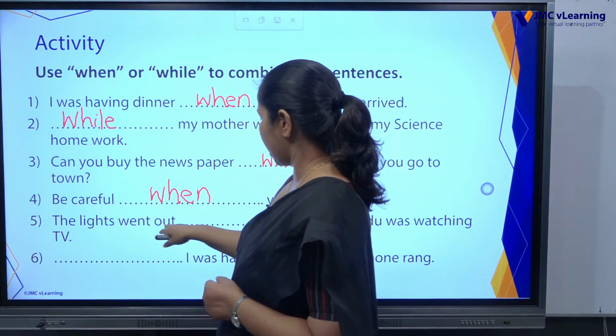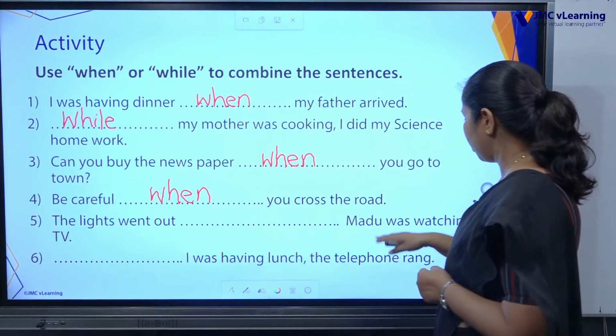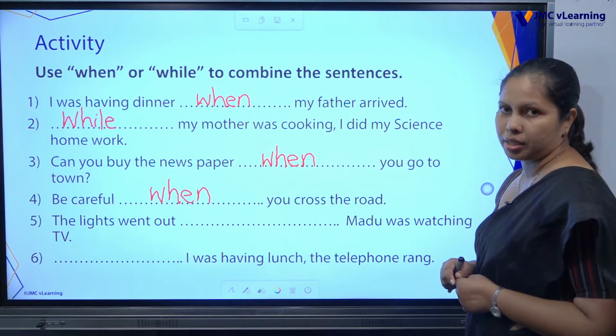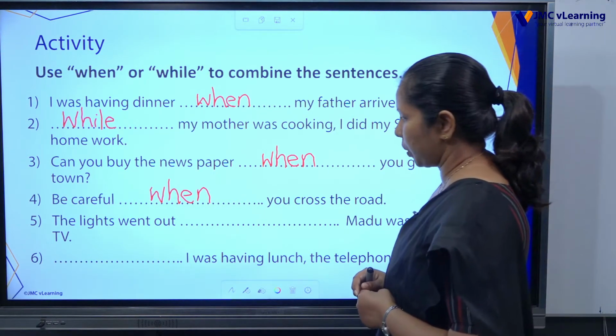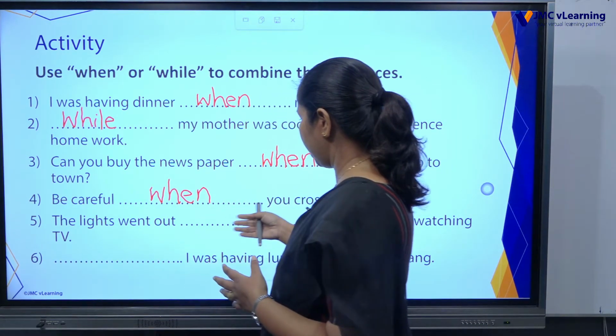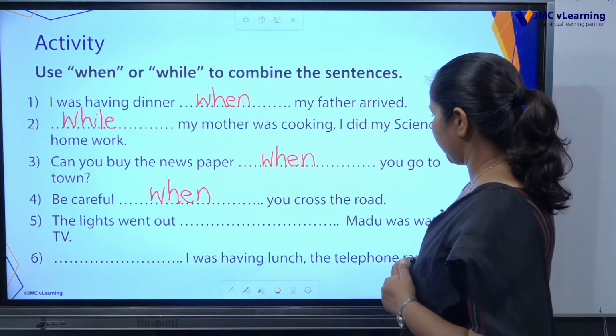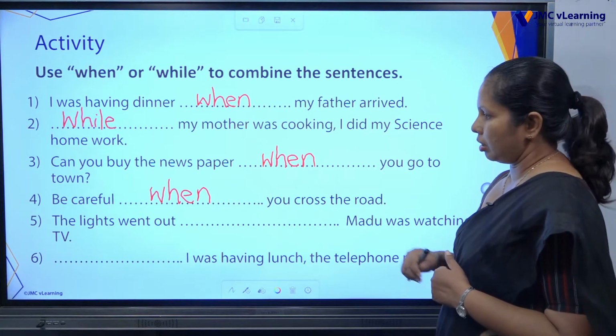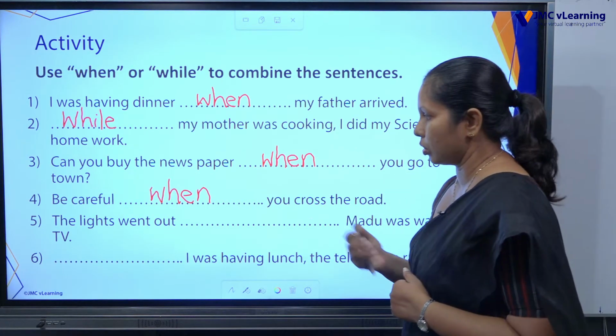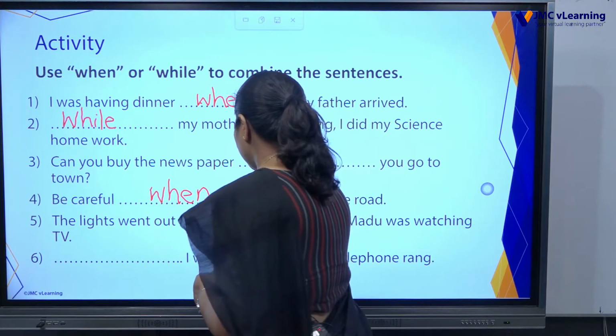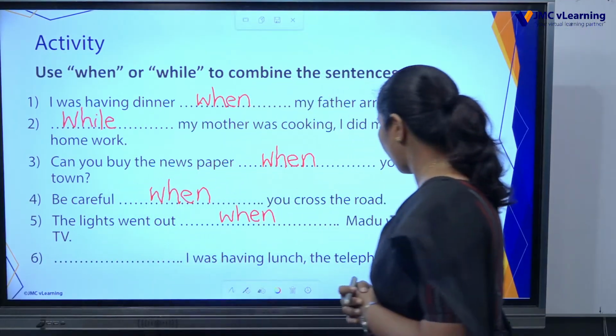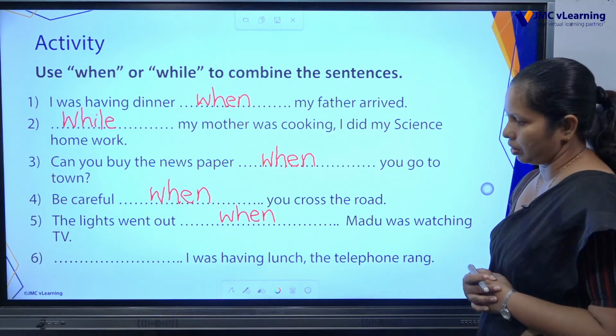The lights went out blank, Madhu was watching TV. The lights went out. Now here again it speaks about a time period. What time did the lights go out? So then we have to say the lights went out when Madhu was watching TV.